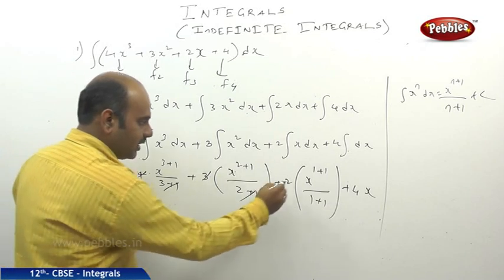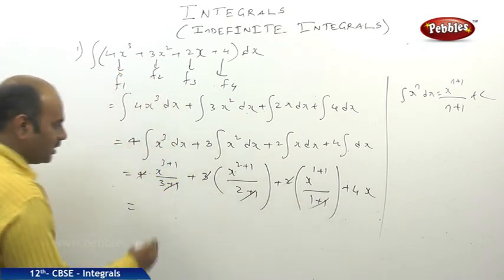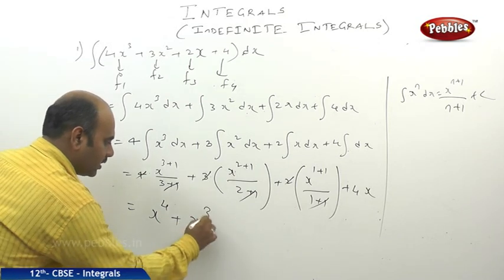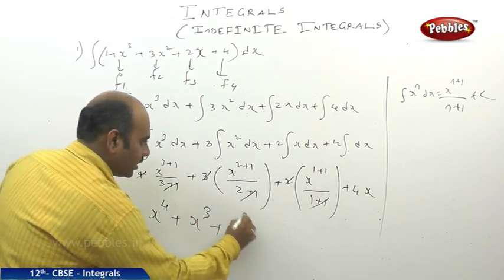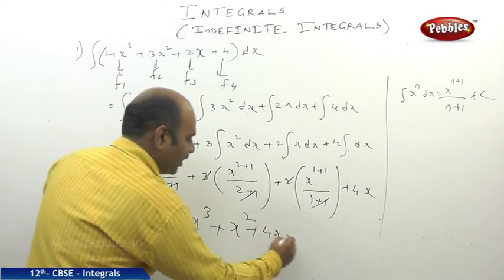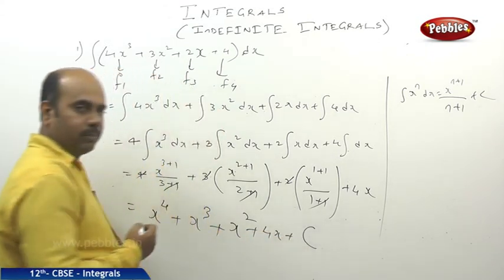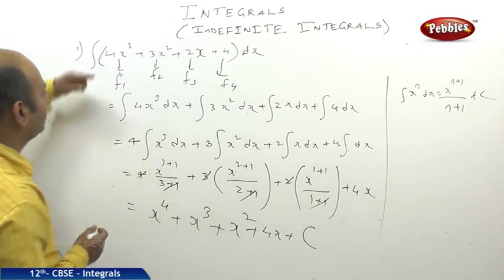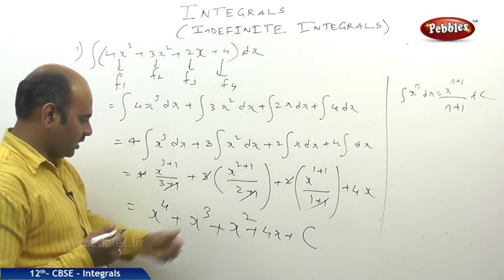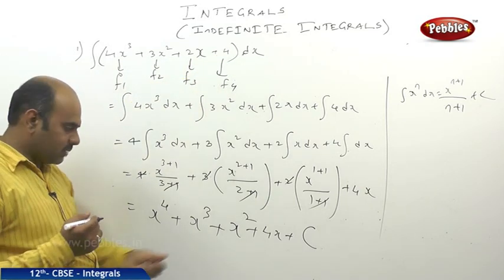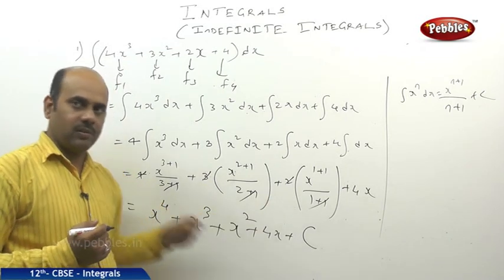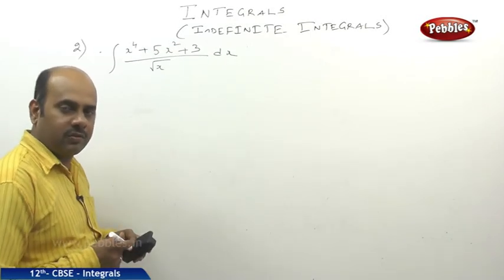Here 3 and 3 will be getting cancelled, and here 2 and 2 will be getting cancelled. Finally, there remains x power 4 plus x cube plus x square plus 4x, and I'll be putting on the whole one big C. So finally, the integral of 4x cube plus 3x square plus 2x plus 4 is nothing but x power 4 plus x cube plus x square plus 4x plus c. I think the very first problem is very clear to you.